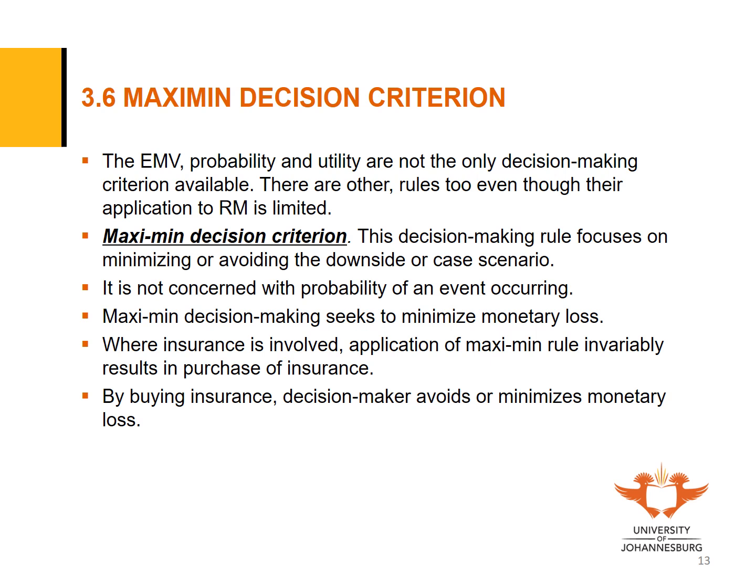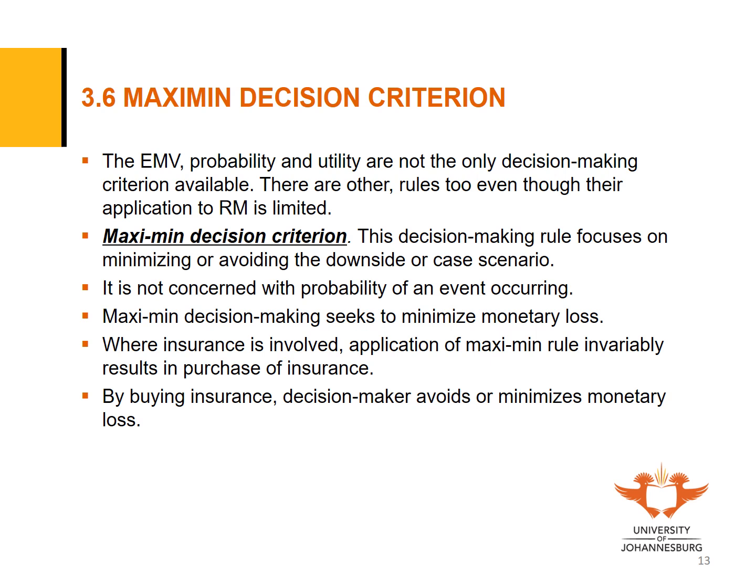Okay, so there's other decision-making criteria that we can look at. However, it is not so applicable to risk management, but we'll just mention it so that you are aware. You have your maximin decision criterion. So what is this? This is the decision-making rule focusing on minimizing or avoiding the downside, right? So we're not looking at the opportunity here. We just want to minimize the impact on this organization should a risk materialize. It is not concerned with the probability of an event occurring, right? So you don't have that information. Maximin decision making seeks to minimize monetary loss. So you are just trying to minimize the impact or the financial impact on this organization.